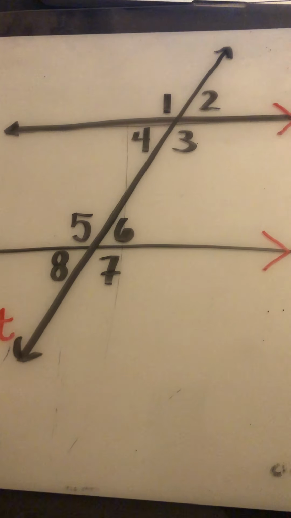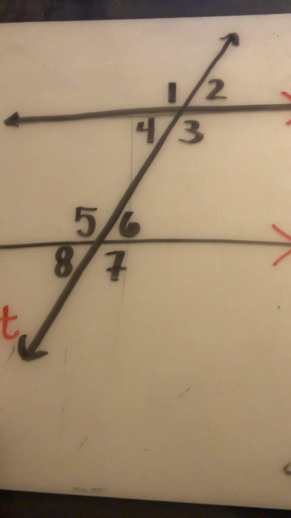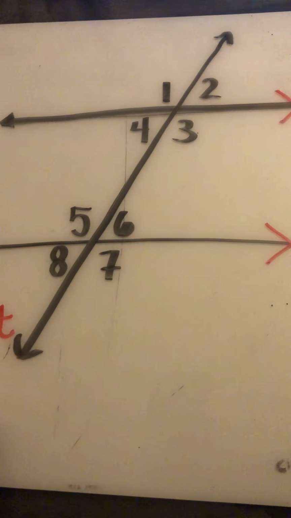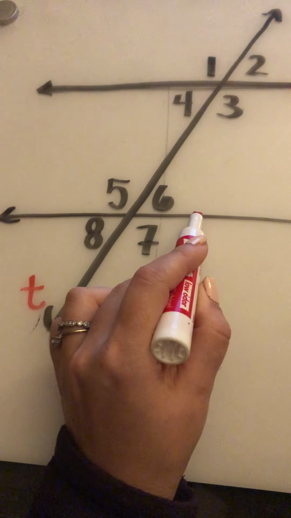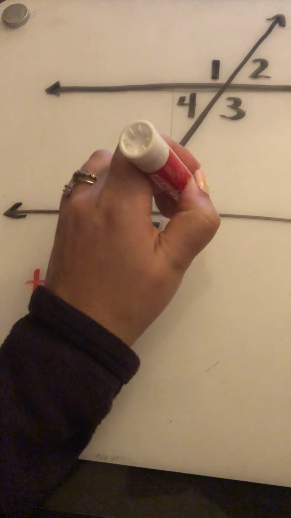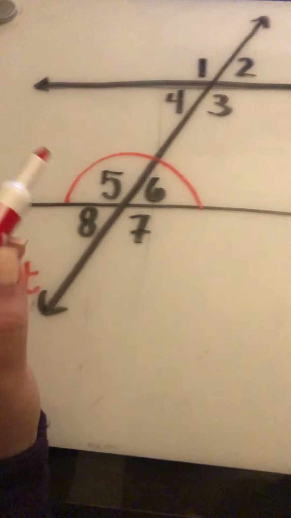In this diagram, we have supplementary angles. That should be a word you're already familiar with. Supplementary means that they form a straight line, and when they are put together, they equal 180 degrees. So an example of supplementary angles could be angle 6 and angle 5, right? Because when I put these two together, we get a straight angle, 180 degrees.